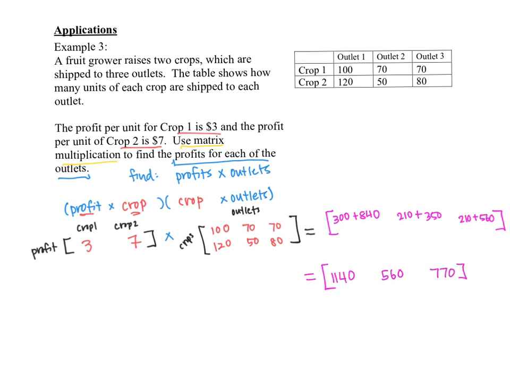Okay, now this is my resultant vector. Not vector, sorry, wrong chapter. This is my resultant matrix. If I did it correctly, and I did, this is the profit by outlet. Okay, and if it asks me to write it as a sentence, I would say outlet 1 makes a profit of $11.40, outlet 2, profit of $5.60, outlet 3, $7.70.